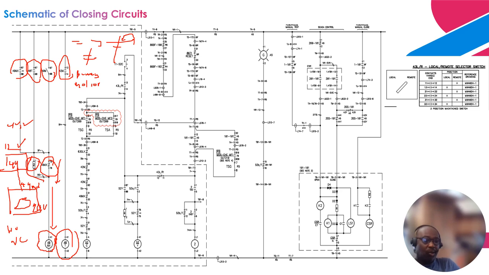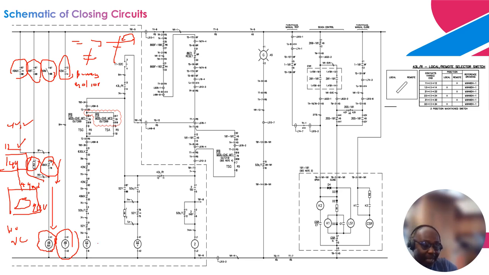Now, what you are seeing over here are all permissive strings. They call them permissive strings. That's the industry technical word for this. It means a string of series connections. All these have to take place for you to be able to close the breaker.